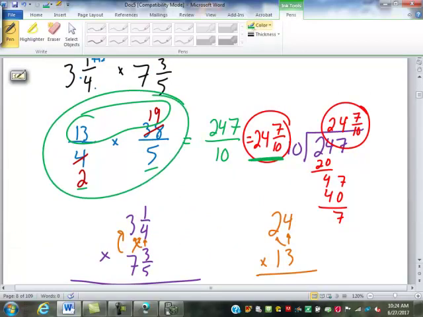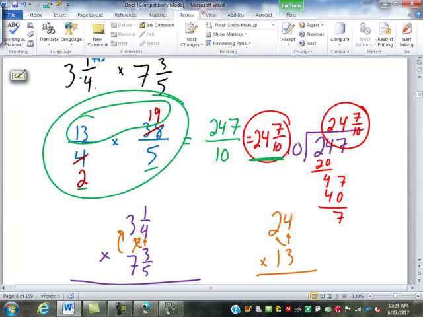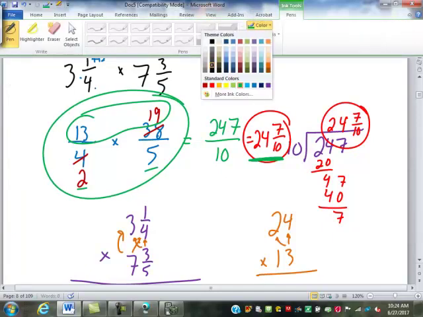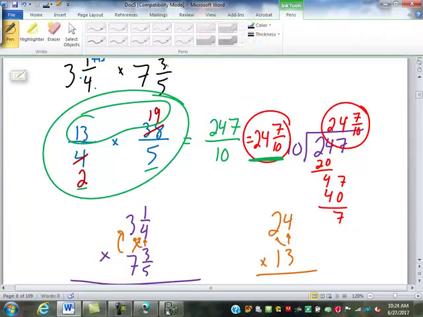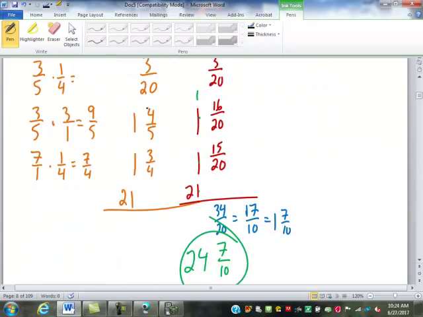It's a lot more work. I'm going to stick with the improper fractions myself. It's funny because a lot of people didn't even realize that you can actually multiply out the improper fractions.